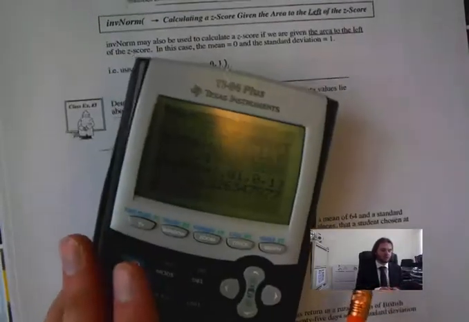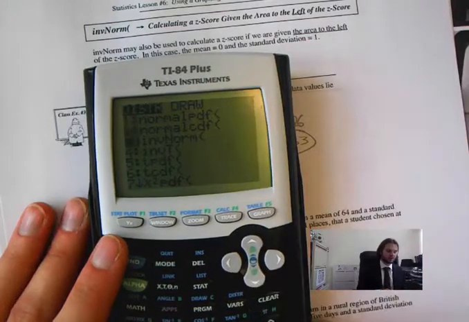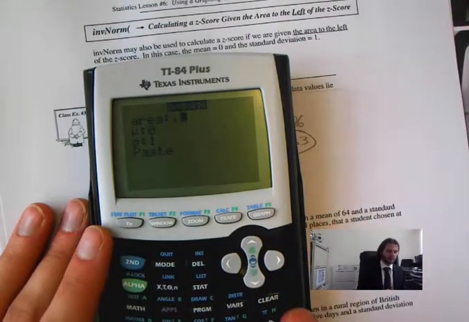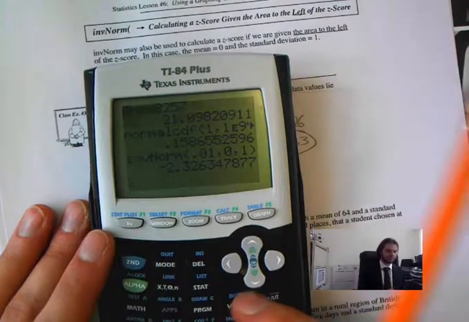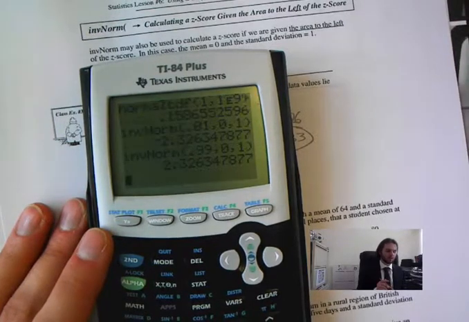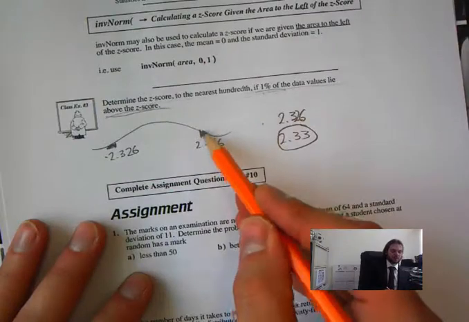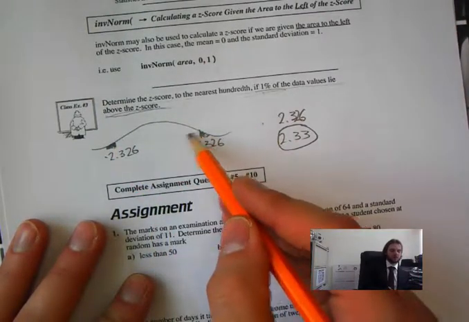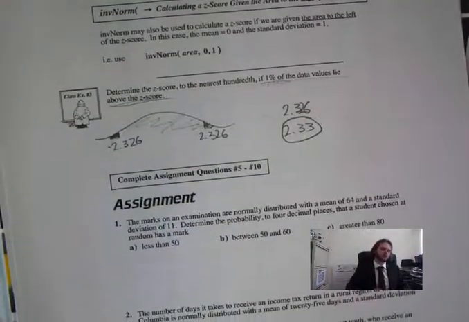Now, we could have also done it another way, because we want to know how much is less. I could have put in 0.99. Oops, I'm making calculator mistakes. 0.99, and I could go that way, and then we get 2.33, because we want how much is under. We want this here, which is equivalent to that there, or we want all of this, which is 99%. Okay, so there are 2 ways of looking at it.